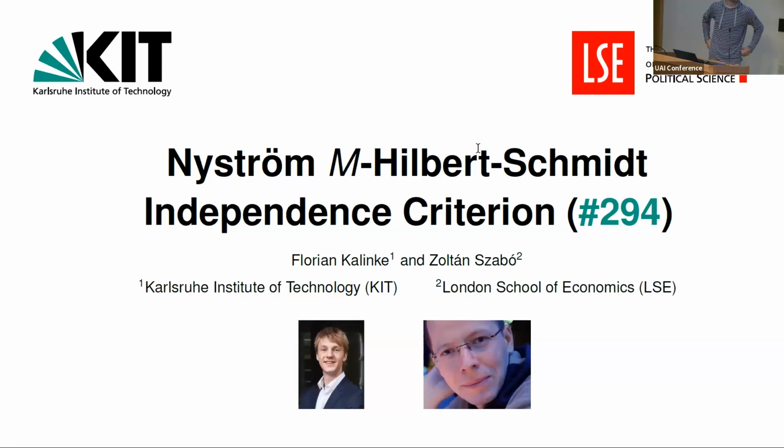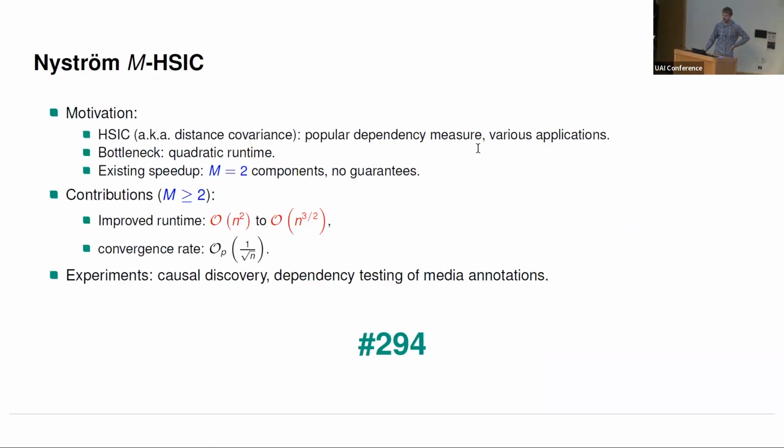Okay, so happy to share our spotlight presentation of our article Nyström M. Hilbert-Schmidt independence criterion. I'm Florian Kalinke from KIT in Karlsruhe, and this is joint work with Zoltán Szabó from London School of Economics. And we are working on dependency estimation. And specifically, we use what's called a Hilbert-Schmidt independence criterion in the machine learning community. But I think in the statistics community, people call it the distance covariance, which is precisely the same notion.